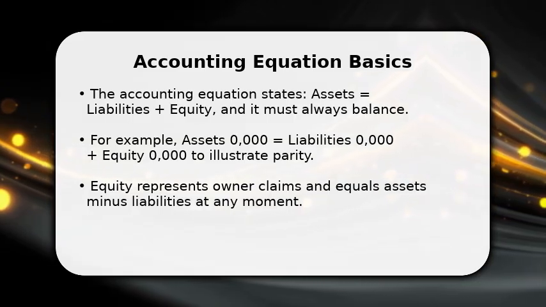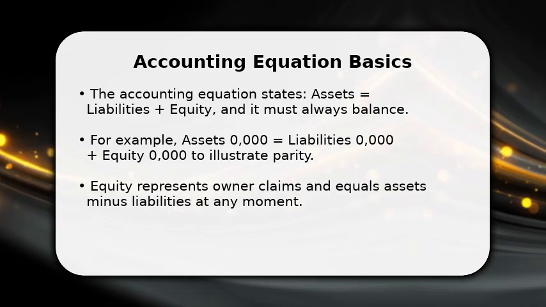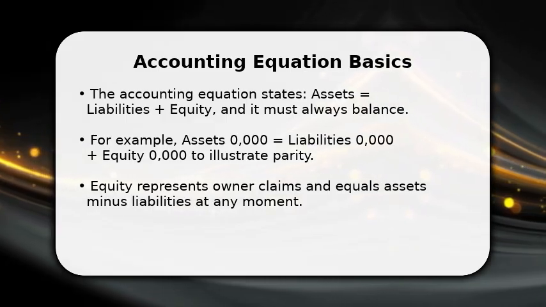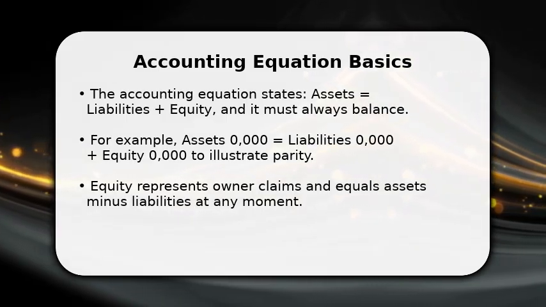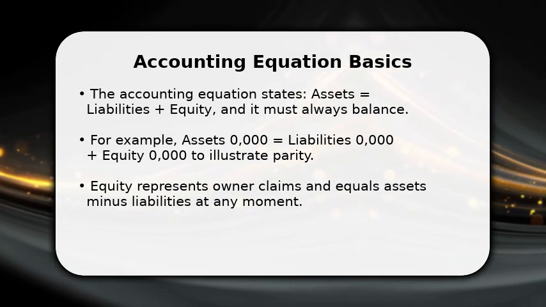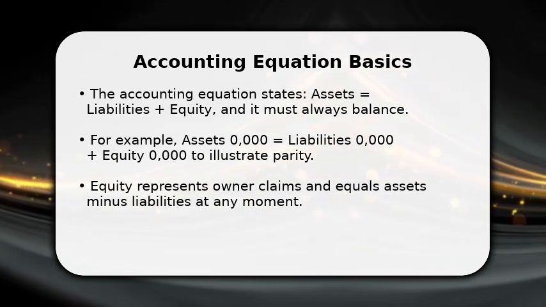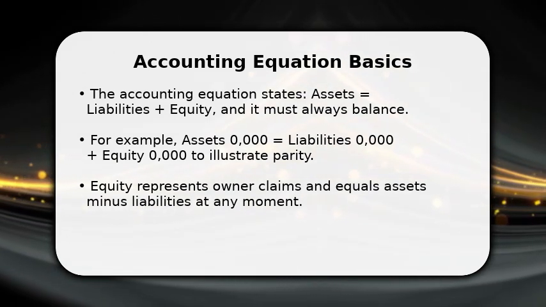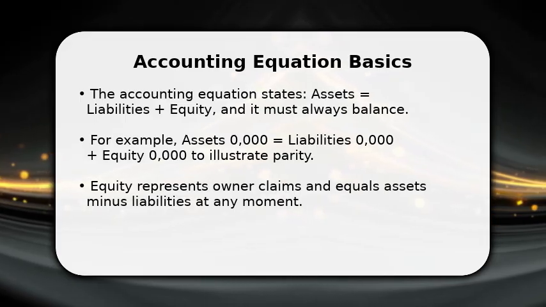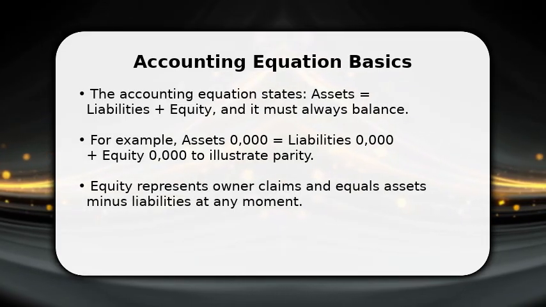For example, assets 0, 000 equals liabilities 0, 000 plus equity 0, 000 shows parity. Always read the equation left to right to confirm the company's financial position and to explain why every transaction affects two sides.